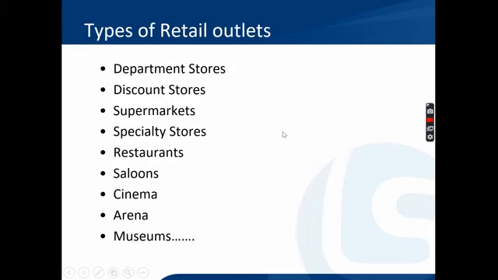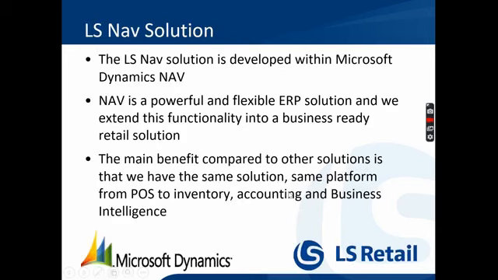Okay, so what types of retail businesses does iOS Retail provide a system solution to? Department stores, discount stores, supermarkets, specialty stores, restaurants, salons, cinemas, arenas, museums, and much more. And what is iOS Nav? iOS Nav is the iOS Retail solution built on top of Microsoft Dynamics Nav.